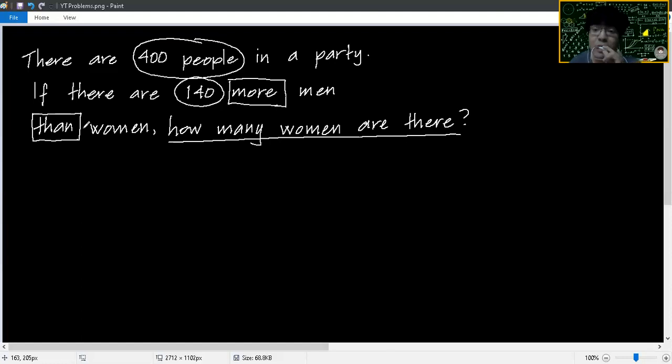Next, E stands for erase the unnecessary words. In this case, "there are" and "in a party." It doesn't necessarily mean that you need to erase them. It's only optional, it's your option. So you may erase the "if there are." Now, since we are talking about the number of people, we may be able to solve this. S stands for solve.